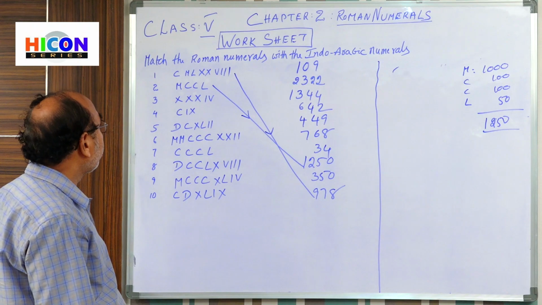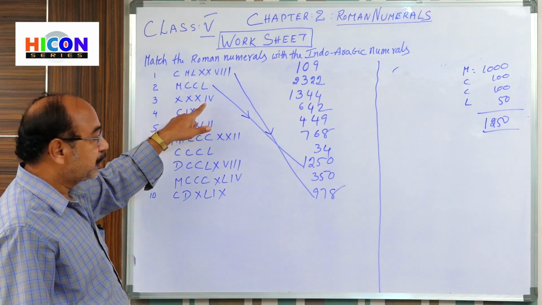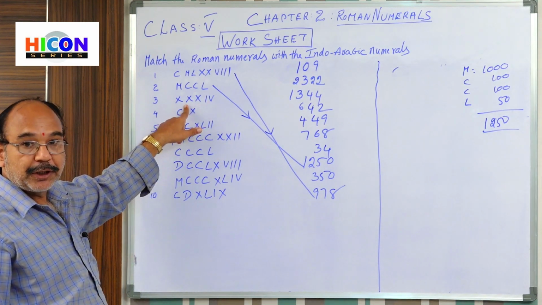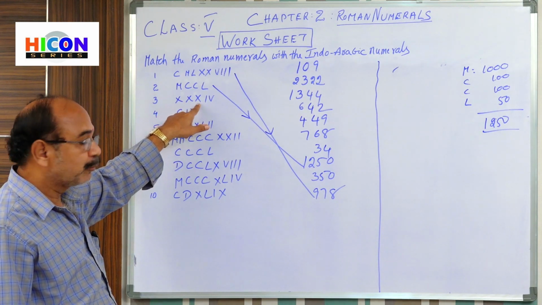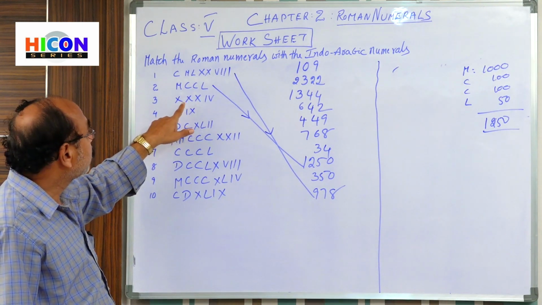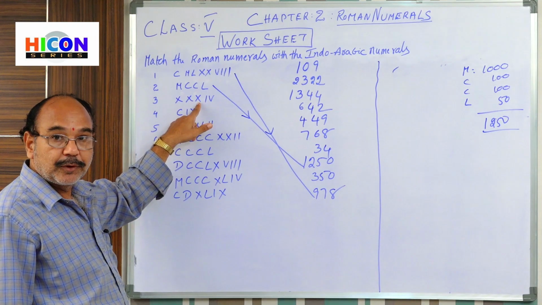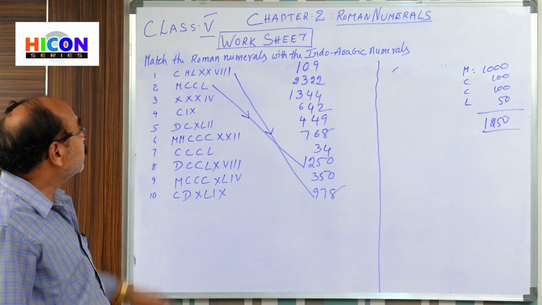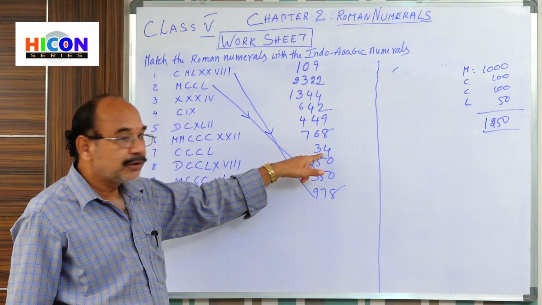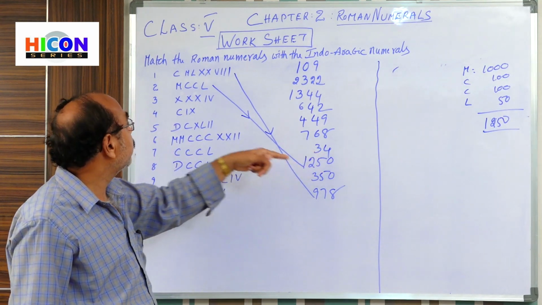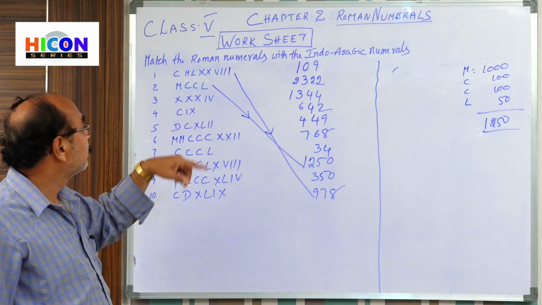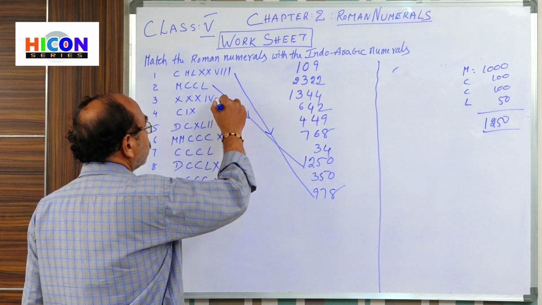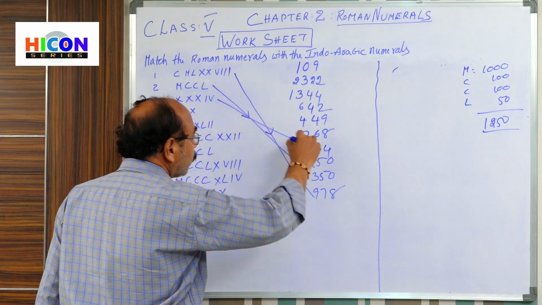Next we'll see XXXIV. Triple X means what here? X repeated 3 times. X is 10, so 10 plus 10 plus 10 plus this 4, that means 34. 34 is there, so we should connect 34 to this XXXIV side.